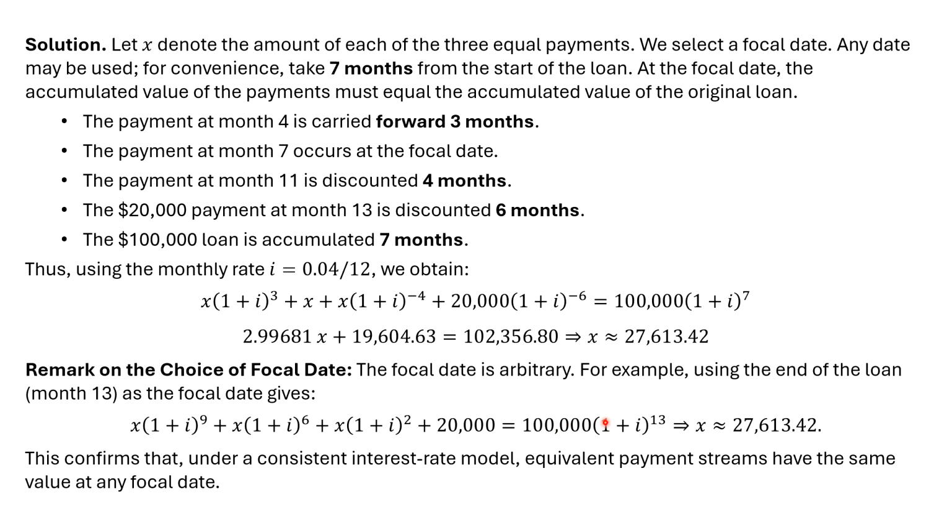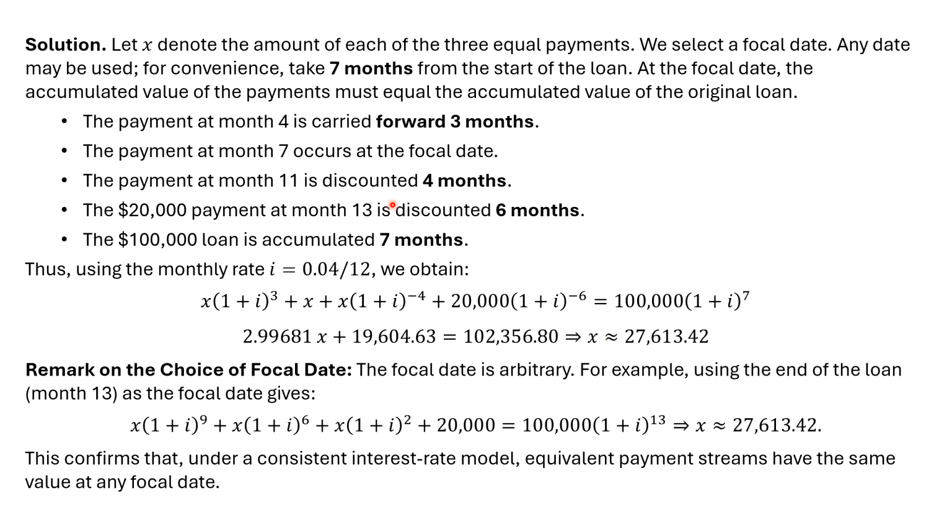You subtract that from this quantity here. I didn't show all the details, but if you go through all that calculation, similar to what we did up here, you're going to get the same number. So this confirms, at least via one example, that under a consistent interest rate model, equivalent payment streams have the same value at any focal date.